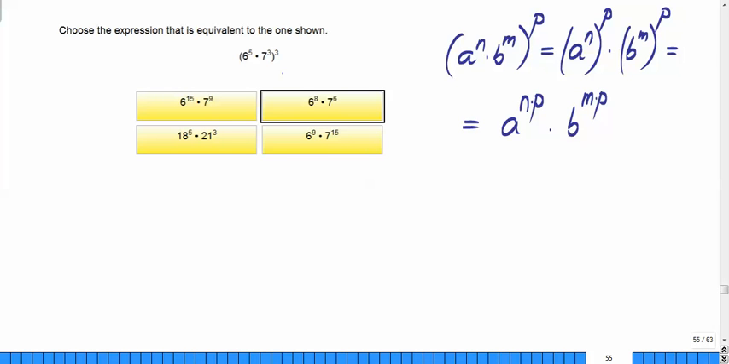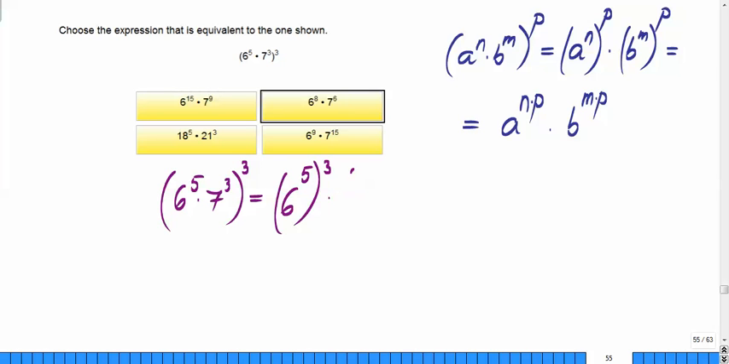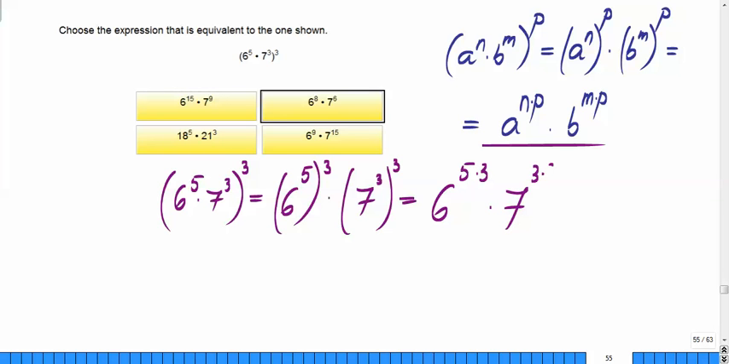Okay, going back to my problem here, let's see what could be done. I have 6 to the power of 5 times 7 to the power of 3, everything to the power of 3. Well, this will be 6 to the power of 5, everything to the third power, times 7 to the third, everything to the third. And now if you follow the rule here, you will see that this is going to be 6 to the power of 5 times 3, let's write it 5 times 3 so you can see what I'm doing, times 7 to the power of 3 times 3, and this equals 6 to the power of 15 times 7 to the power of 9.